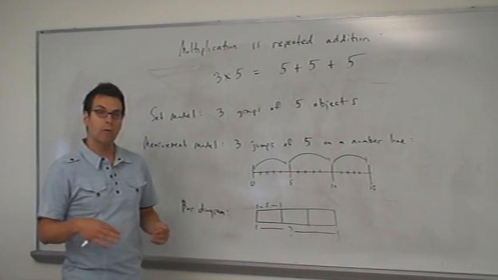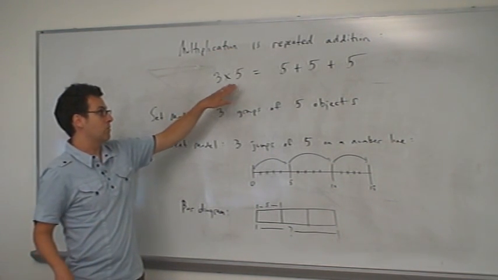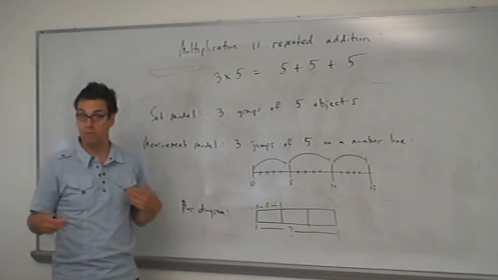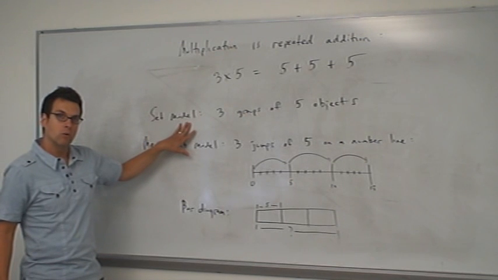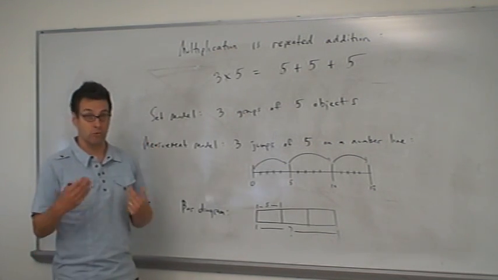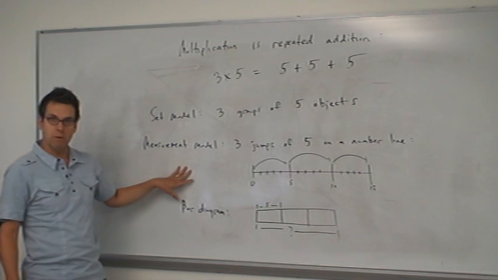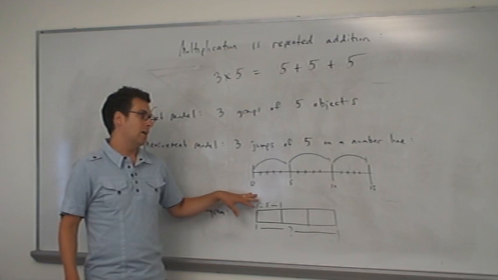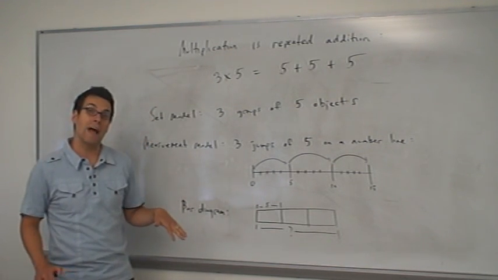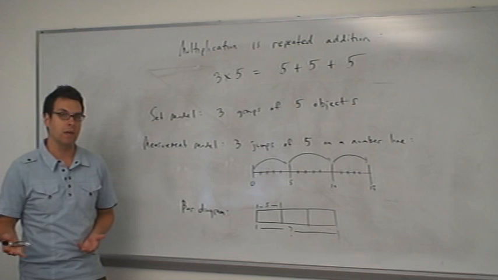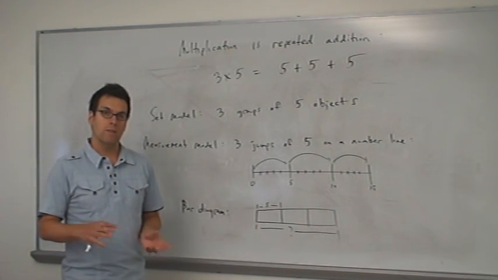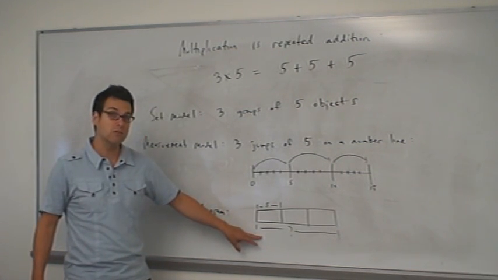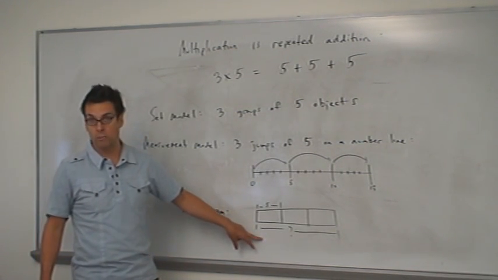Models of multiplication: how can we associate this repeated addition definition with previous models of how numbers are used? We have a set model, which interprets 3 times 5 as simply 3 groups of 5 objects. A measurement model, we can interpret 3 times 5 as 3 jumps of 5 on a number line. And kind of a slight abstraction of a number line is a bar diagram. And again, we are using bar diagrams in the context of solving word problems. So we're going to want to be able to associate a diagram like this with the operation of 3 times 5 as well.